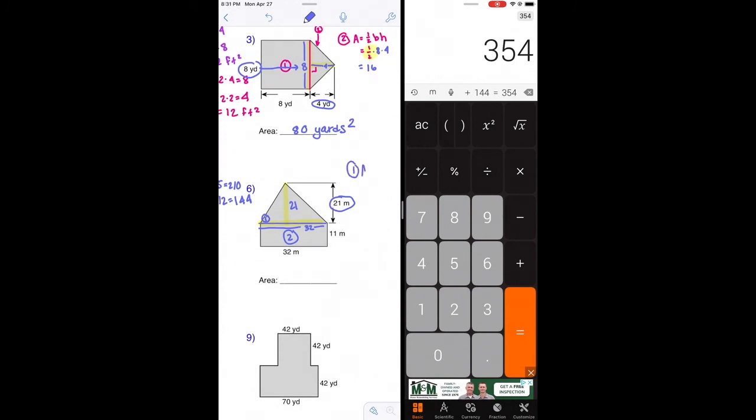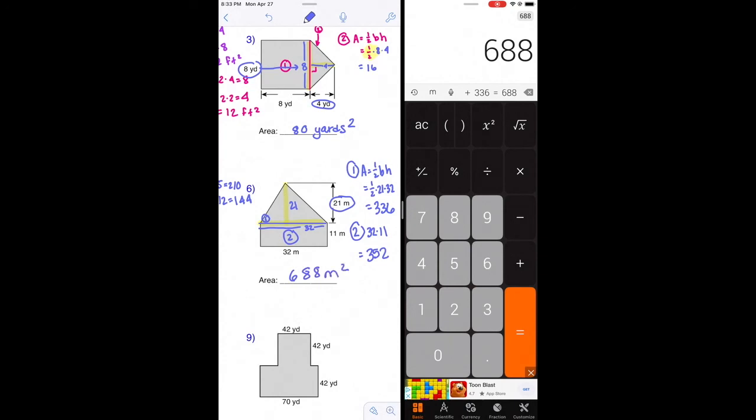Since I have to write out the formula for a triangle, 1/2 times base times height, that's going to be 1/2 times 21 times 32. And I want to type that into my calculator. 0.5 times 21 times 32 is 336. Shape 2 is 32 times 11. 32 times 11 is 352. To get the total, I have to add that up. I already had the 352 on my calculator, so plus 336, and that gives me 688 meters squared.